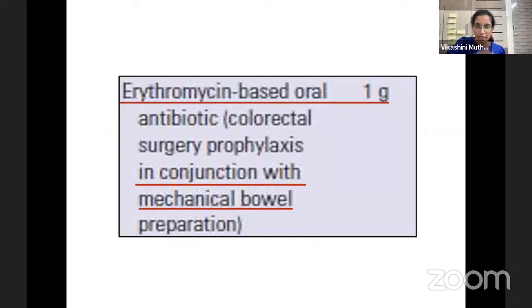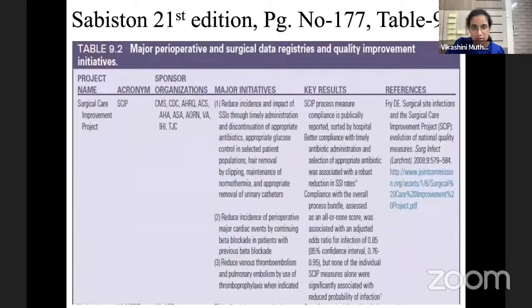Got it? So in any colorectal surgery, only mechanical bowel preparation will not do. You should always supplement that with the erythromycin-based antibiotic. So that is the proper recommendation. So the second option is also true. Now coming to the third option regarding the hair removal. This has already been discussed in one of the previous discussions. Again, I'll just read it for you.